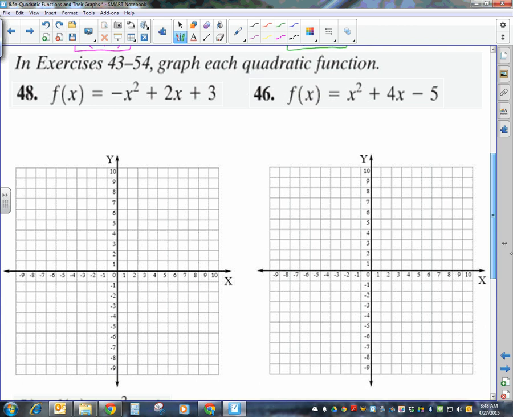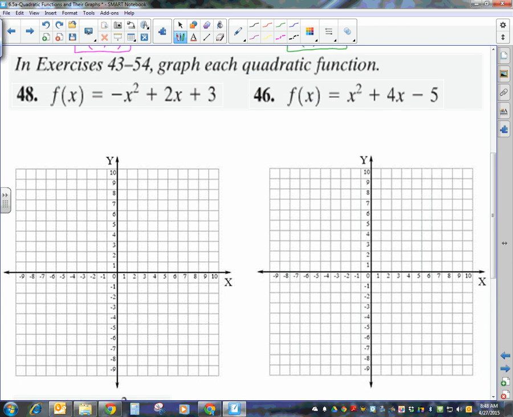Okay, so now we're going to talk about graphing. To start off with, what we just did is a very, very important step of graphing. So the first thing we have to do is go figure out negative b over 2a because we have to find that vertex.